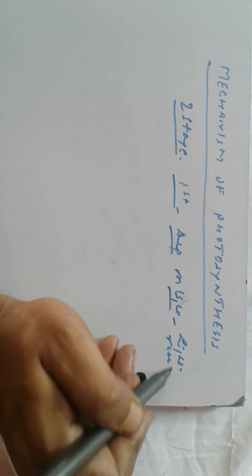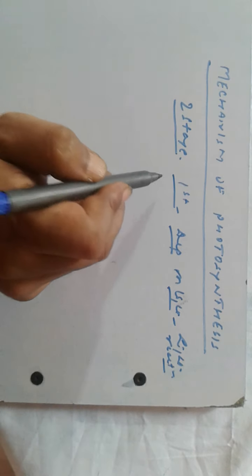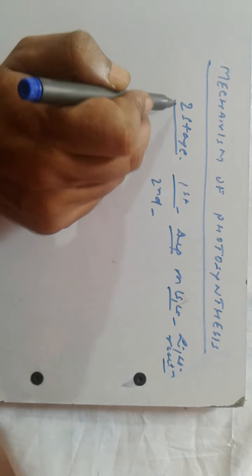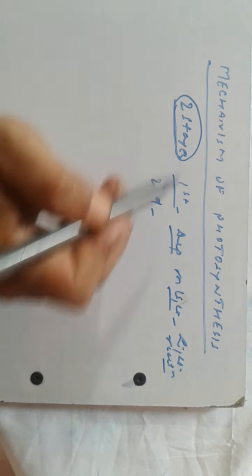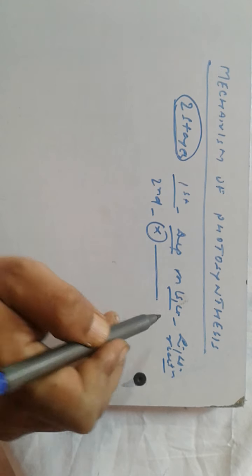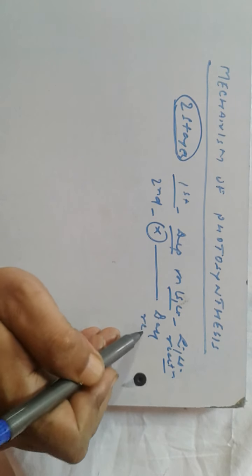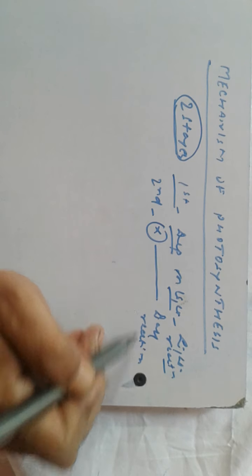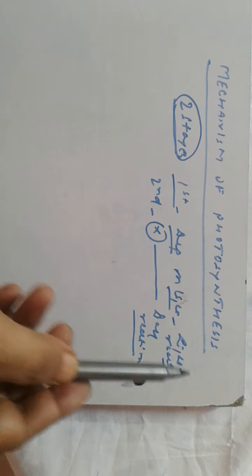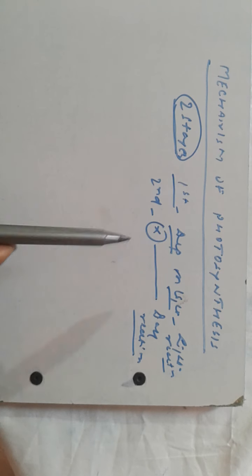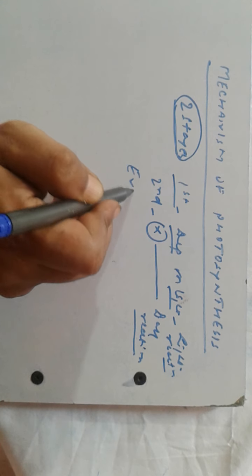So the process of photosynthesis completes in two stages. In the first stage, it is dependent on light, so it is known as light reaction. In the second stage, it is not dependent on light, so it is known as dark reaction. So what happens during these two stages? What kinds of events take place?